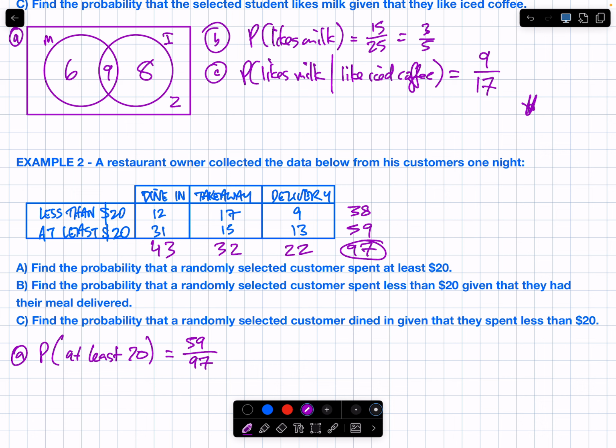Okay. If the question asked you to do it as a decimal, what would you do with the calculator? 59 divided by 97, you'll get a decimal of some sort.